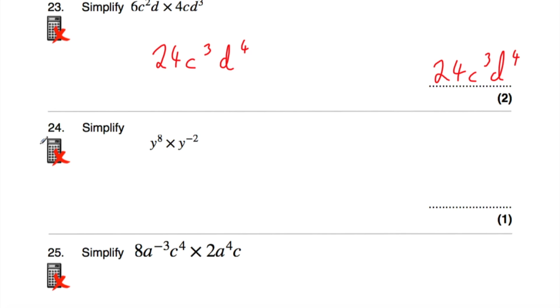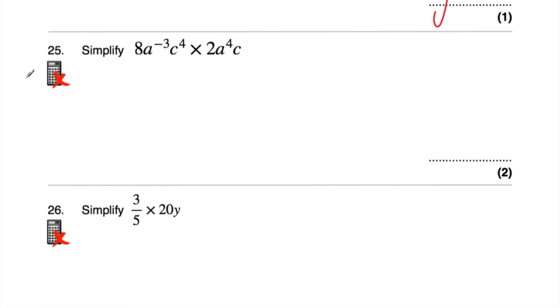Okay, let's have a look at our next question, question number 24. We've been asked to simplify y to the power of 8 multiplied by y to the power of negative 2. Well, again, we just add the powers. Because we've got the same base y, we can just write y. And then we just need to add the powers. We've got 8 plus negative 2, or negative 2 plus 8. And negative 2 plus 8 would be 6. So it's going to be y to the power of 6. And that's it.